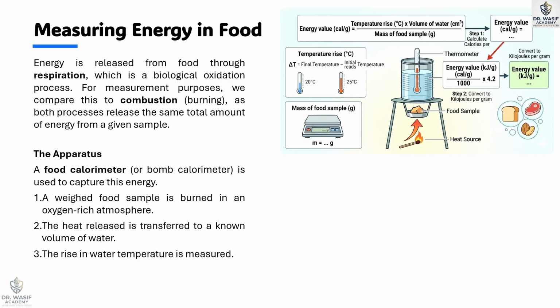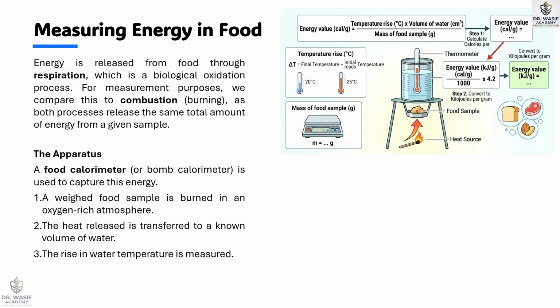As we have understood, energy is released from food inside our cells through respiration, which is fundamentally a biological oxidation process. For us to measure exactly how much chemical energy is locked inside a piece of food, we can compare respiration directly to combustion or burning. Why? Because both processes break down the exact same chemical bonds, releasing the exact same total amount of energy from a given sample. To capture this energy in a laboratory, we use an apparatus which we call a food calorimeter, or more professionally, a bomb calorimeter.